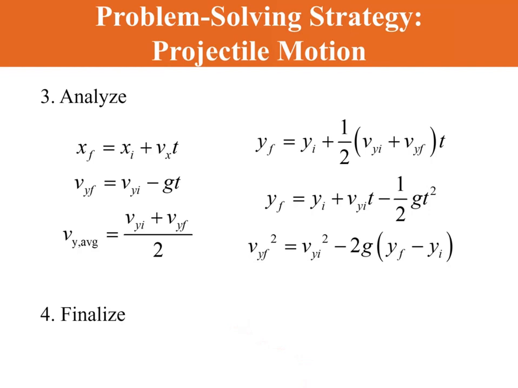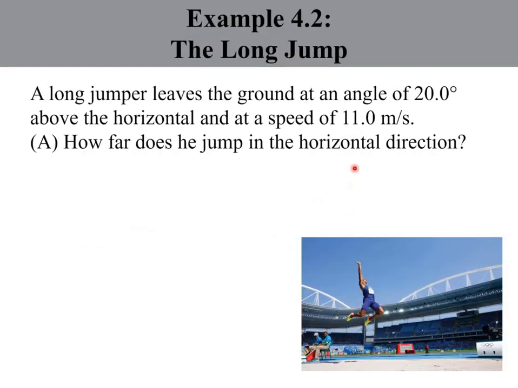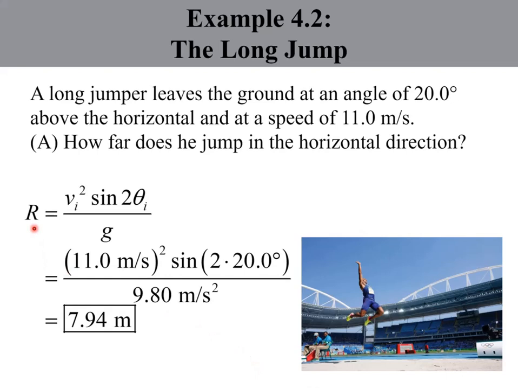Let's see an example, 4.2, the long jump. A long jumper leaves the ground at an angle of 20 degrees above horizontal and at a speed of 11 meters per second. How far does he jump in the horizontal direction? How far does he jump in the horizontal direction means the question is asking for the maximum range, where the equation for range is R equals v square sine 2 theta over g.